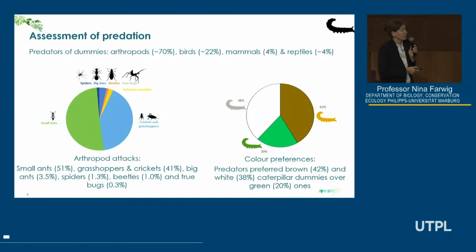You can also see here that they had a bit of color preference. In the previous slide you saw it's rather reddish, but the brownish plasticine caterpillars were attacked most, followed by the whitish ones, and the greens were attacked least.